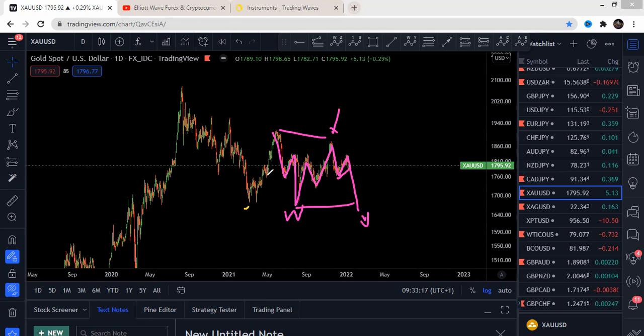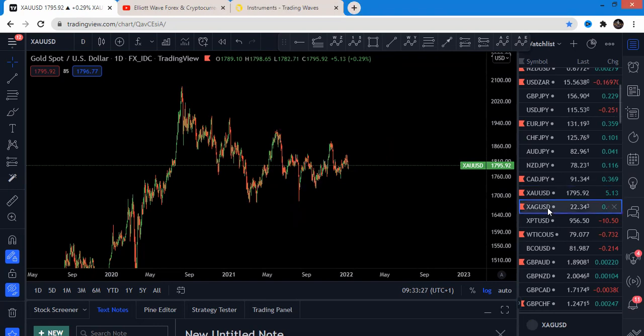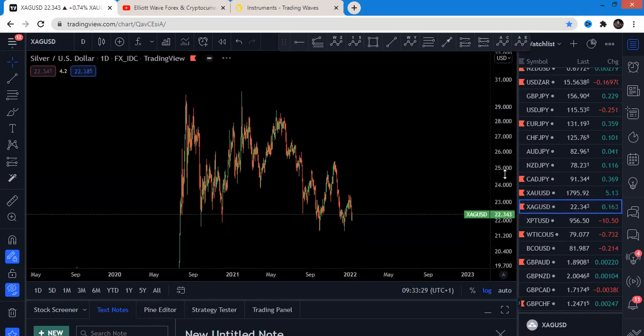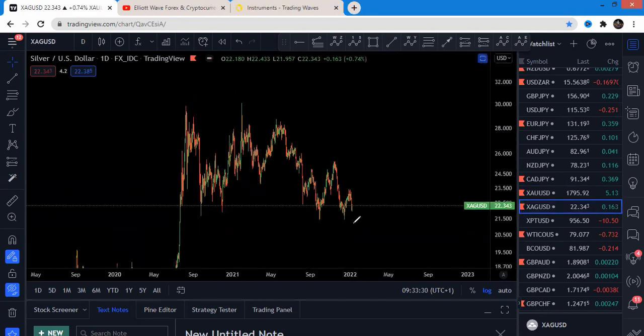And here you could have a structure like this. So still pretty much sideways on gold, not really going anywhere for the longest time. We're going to be stuck in this range for some time. Silver, we should expect that to continue lower, obviously, with gold coming down. This is going to continue to the downside as well.